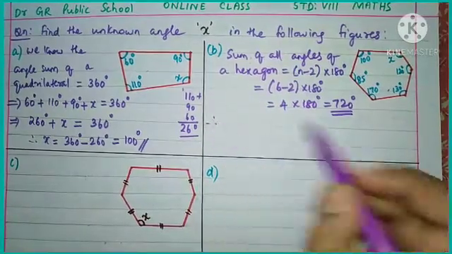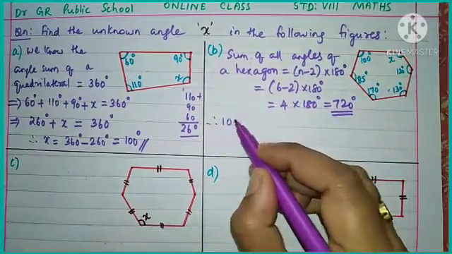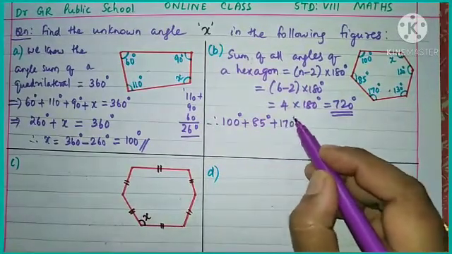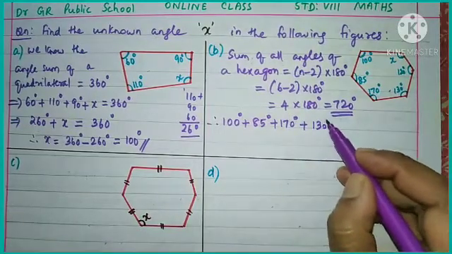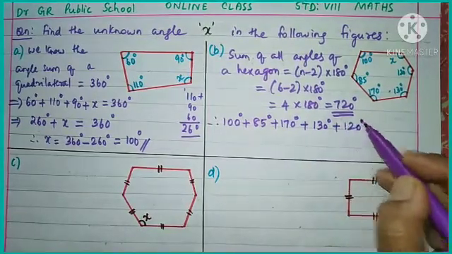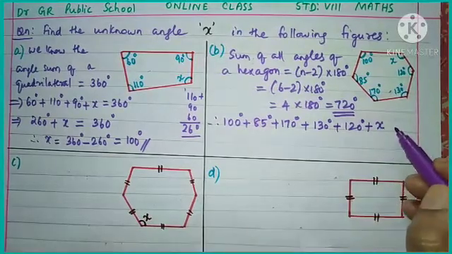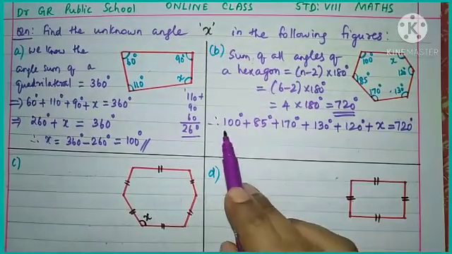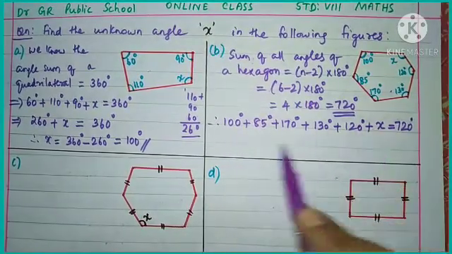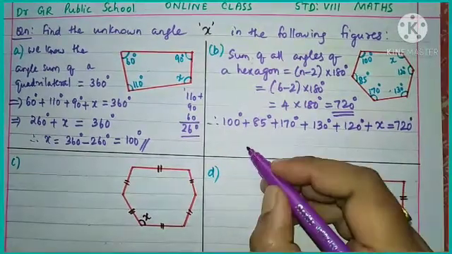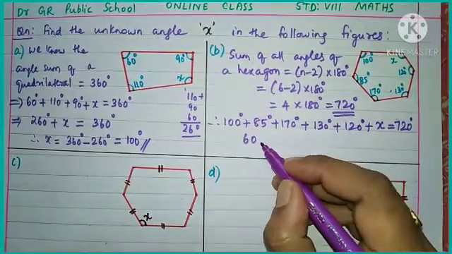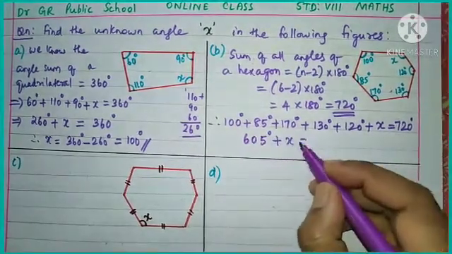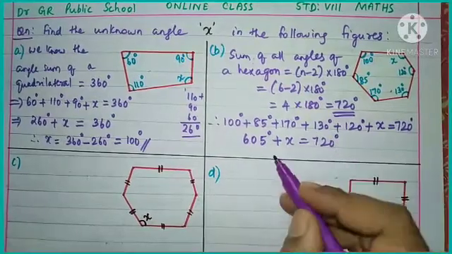Now, therefore, you add all the angles. What are the angles present? 100 degrees plus 85 degrees, 170 degrees plus 130 degrees plus 120 degrees plus unknown angle x is equal to the total 720 degrees. Now what you want to do, children? Add all these angles. Okay. So when you add all these angles, you will get 605 degrees. Okay. Plus this x equal to 720 degrees. So therefore what is the x?